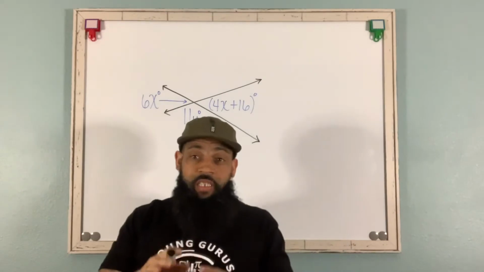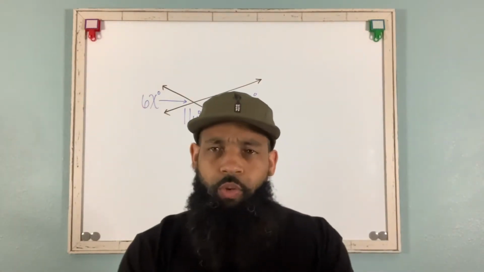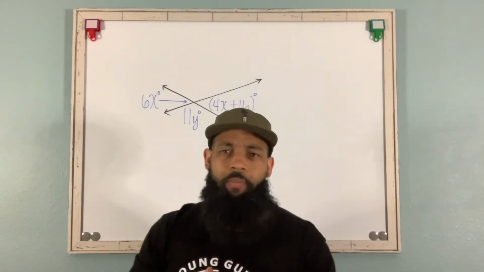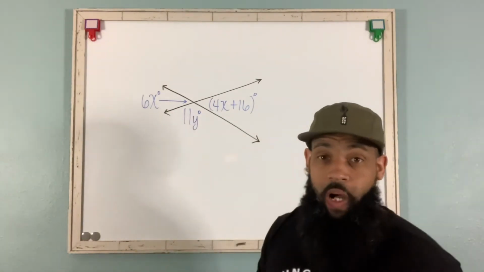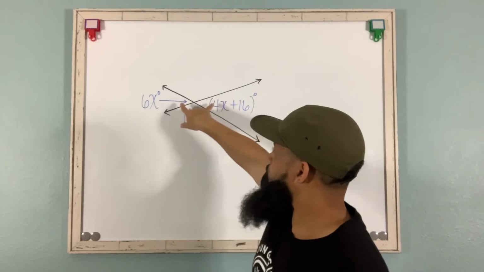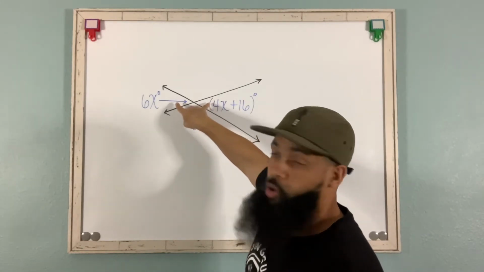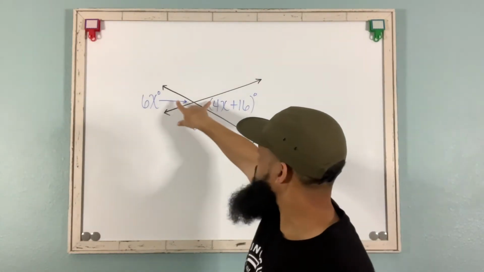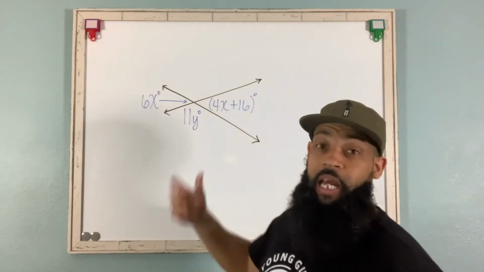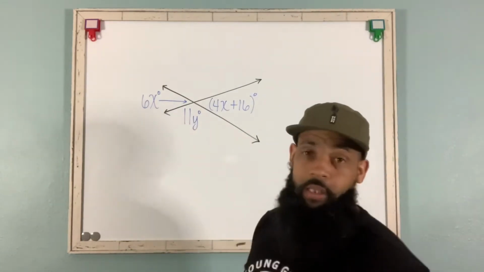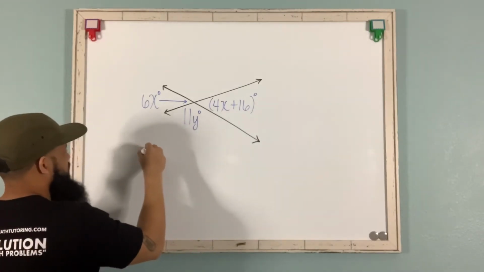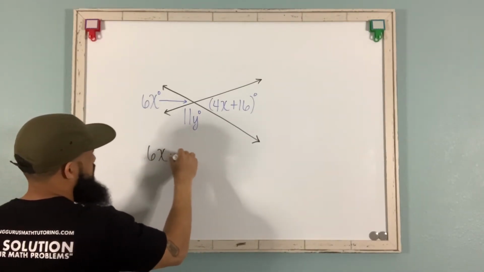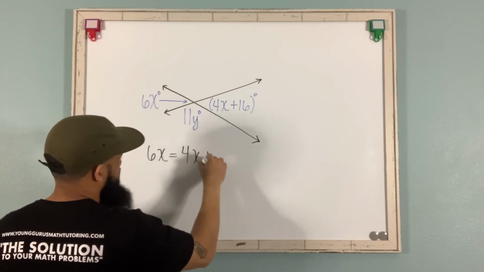Now, in this example, we're going to add a little bit more to it and make it slightly more complicated. We now have x and y. We can create an equation from this set of vertical angles, and then from there we can figure out what the value of y is as well. I want to start off by saying 6x is equal to 4x plus 16.